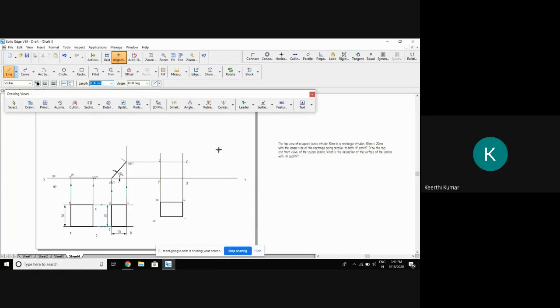Here you are getting center. So I'll not concentrate on the drafting. Just I am explaining the concept. So select the line. A to B, B to C, C to D, D to A. So this completes the problem. But he is asking you to draw the top and front views of the square lamina.